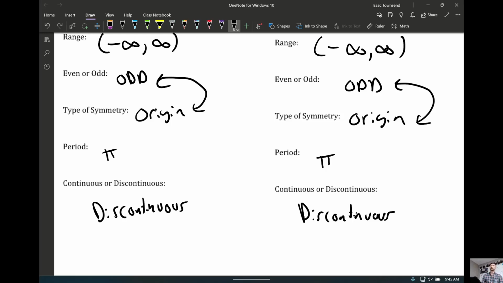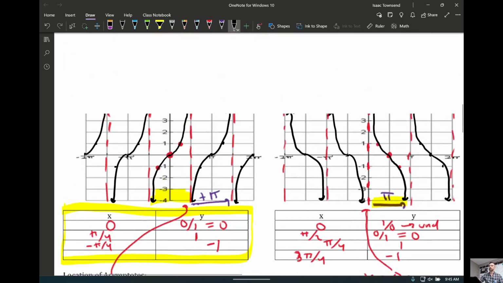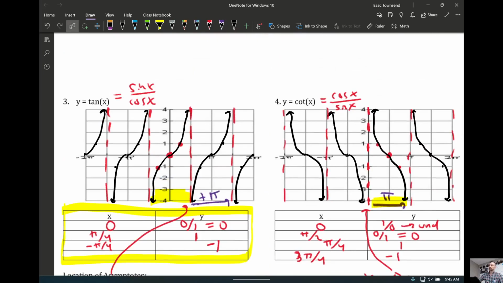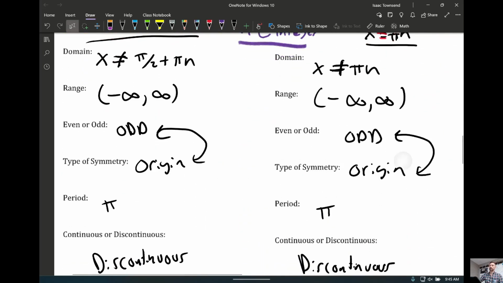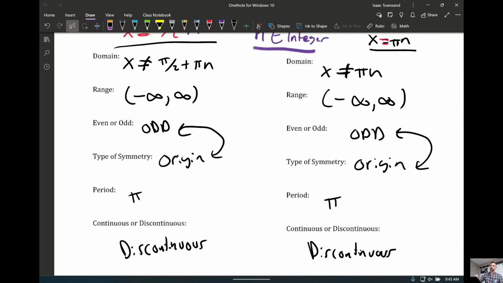Okay, before we look at the last two, are there any quick questions on how I graphed tangent or cotangent, or how I knew what these were asking for, since these are the same questions for all graphs?